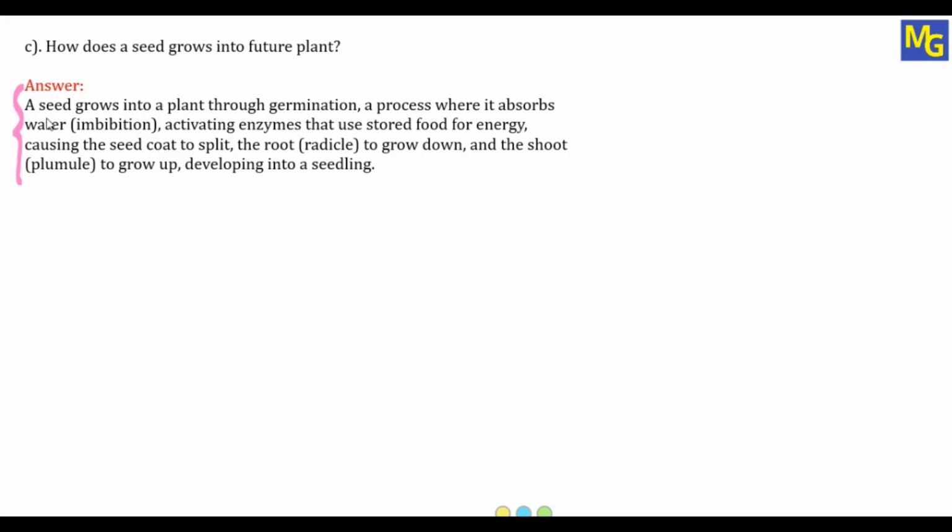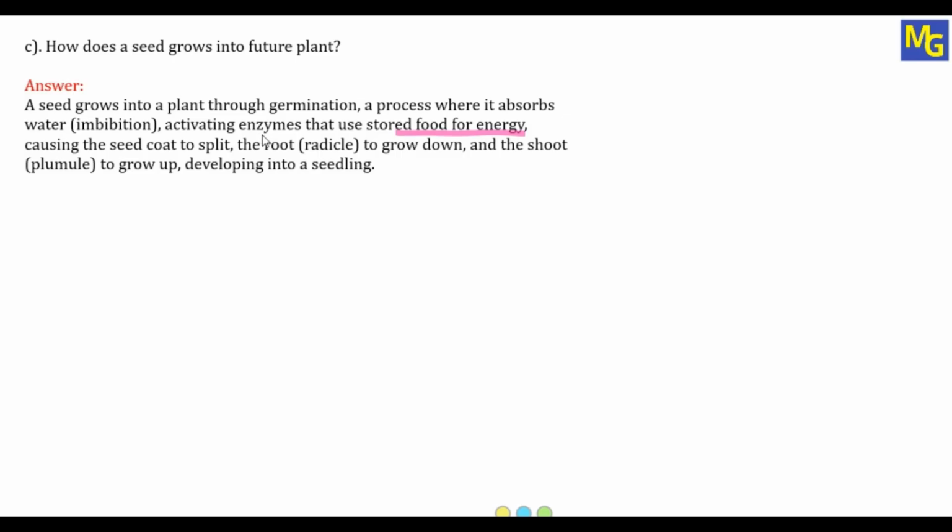A seed grows into a plant through the germination process. See here, germination takes place and the seed will grow into a plant. What is germination? Germination is a process where the seed absorbs water. Absorption of water by the seed is called imbibition. Remember this process. Imbibition means absorption of water by the seed, activating enzymes that use stored food for energy. So the seed will have some stored food and some enzymes, and there will be an embryo.